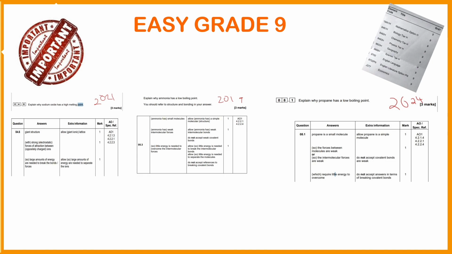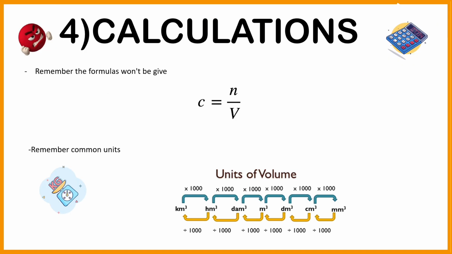If it's low, you have to talk about little energy, as shown in both of the mark schemes from 2019 and 2024. And if it's high, you're supposed to say a large amount of energy, as shown in 2021. Now, for calculations, the 2 most important things to remember are your formulas, as you won't be given them, and common units. Even if you don't remember your formulas, if you do the conversion, you still get conversion marks. And if you do want to practice some hard questions, please ask ChatGPT to create them for you.